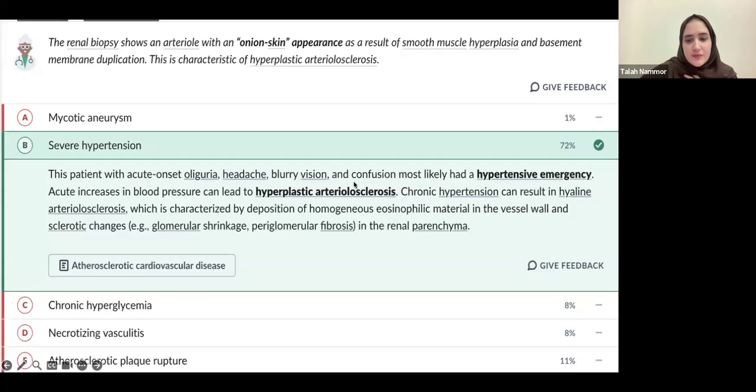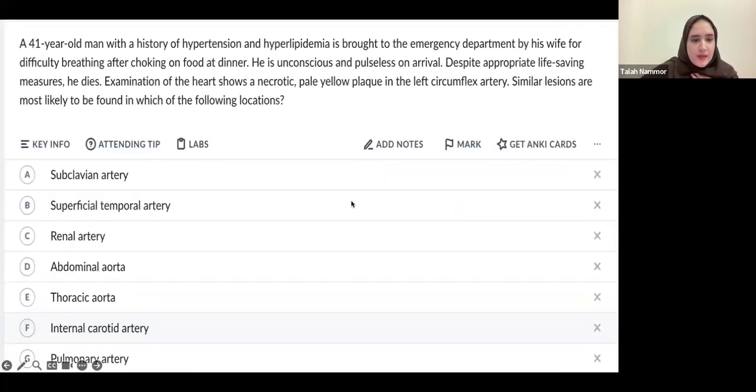Okay. In here, a 41-year-old man with a history of hypertension and hyperlipidemia is brought to the emergency department by his wife. He has difficulty breathing after choking on food at dinner. He's unconscious and pulseless. Despite appropriate life-saving measures, he dies. When you examine the heart, there was a necrotic pale yellow plaque in the left circumflex artery. So where do you think the original plaque came from?